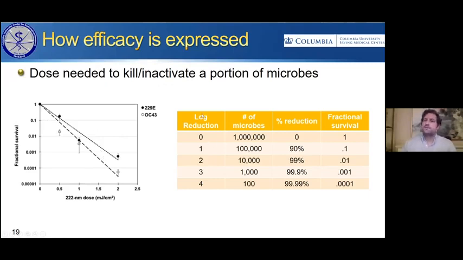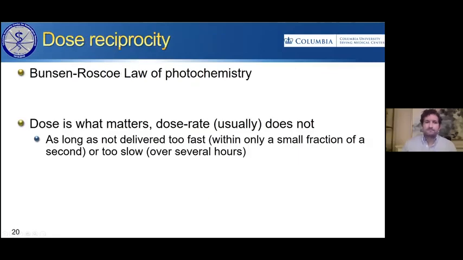We'll sometimes refer to this as a log reduction, which is explained here. A 1 log reduction means a 90% reduction in the viable microbes. 2 logs is 99%, and 3 logs, this one's commonly used, is 99.9% reduction. So that means that a fractional survival is 1 in 1,000 microbes will survive.